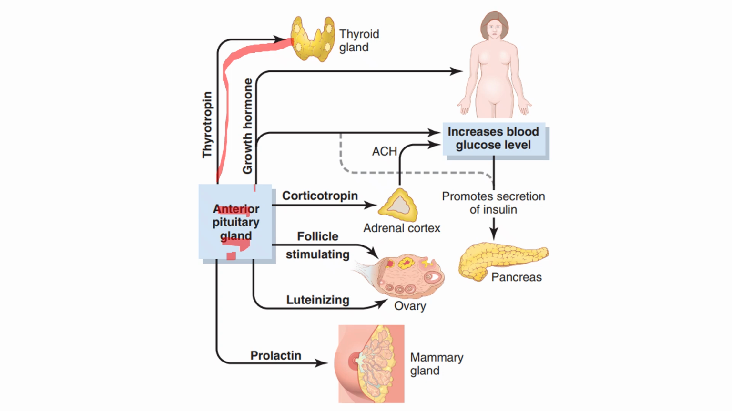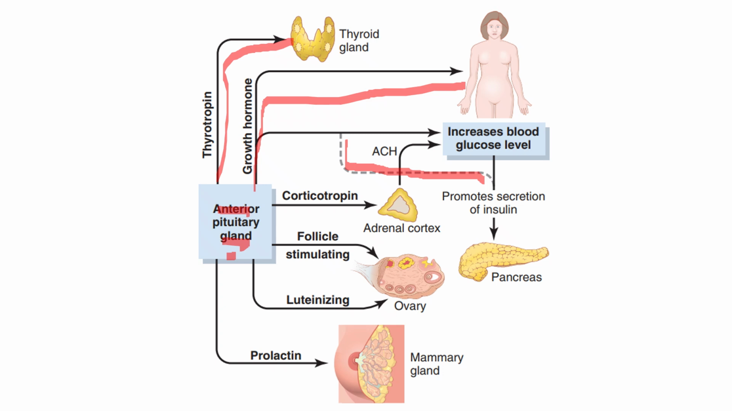Then the growth hormone is responsible for growth promotion, increases blood glucose levels, and indirectly stimulates insulin secretion from the pancreas. It targets all the body tissues generally. The dashed lines indicate the growth hormone's influence on insulin secretion and adrenal activity.